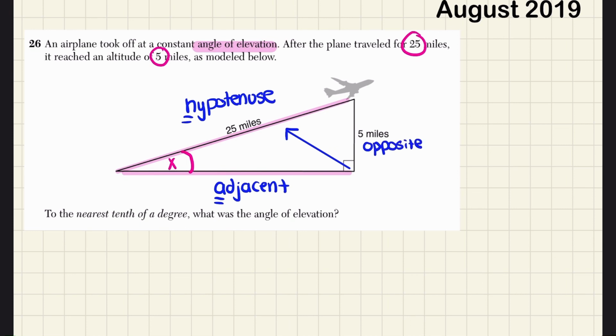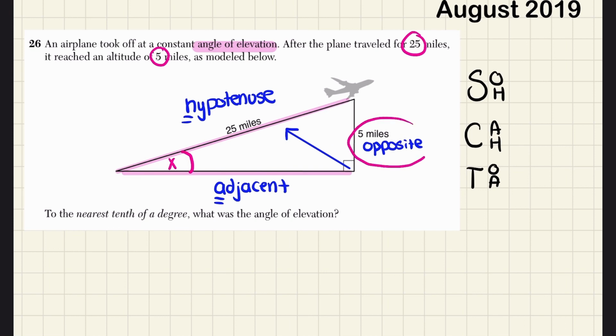So now we're going to recall SOHCAHTOA. Again, if you're not sure, you can watch our other video on labeling a triangle. When I'm looking at SOHCAHTOA, it's important to understand which sides I have and which sides I need. So in this case, I'm looking for an angle, so I have a lot of sides.